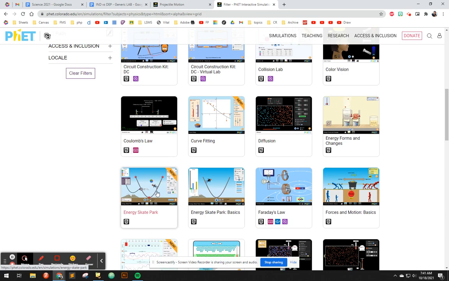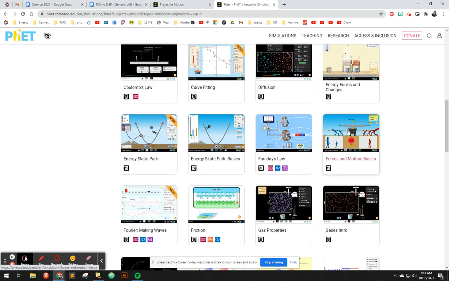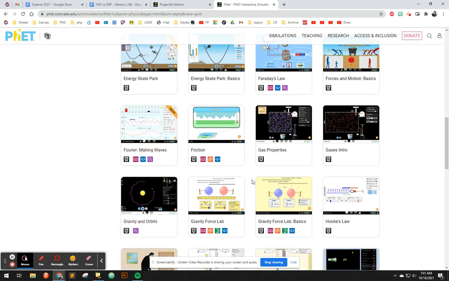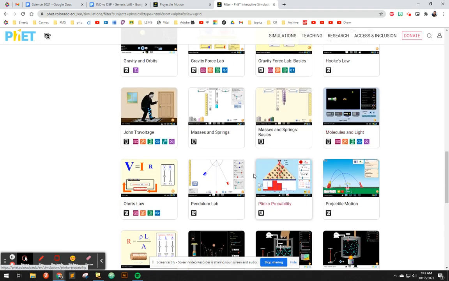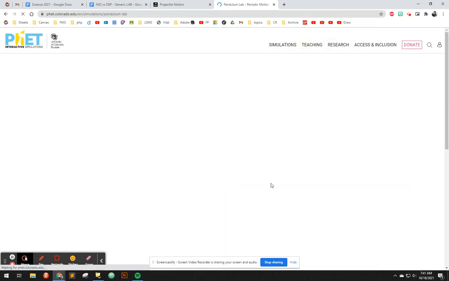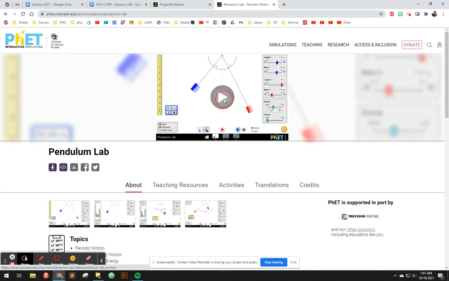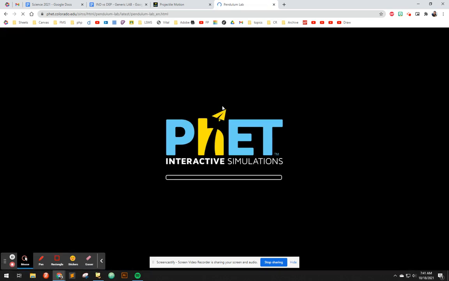Skate park sounds like something you'd probably understand. Or forces, these people playing tug of war, that's probably understandable. Hooke's law, John Travoltage. Yeah, so really doesn't matter. Pendulum's a good one. Yeah, a lot can be done with pendulums. So are a lot of those other ones, but I don't want to give away how to do too much because then you won't be able to do it. You'll feel like Mr. Poole already stole that one.